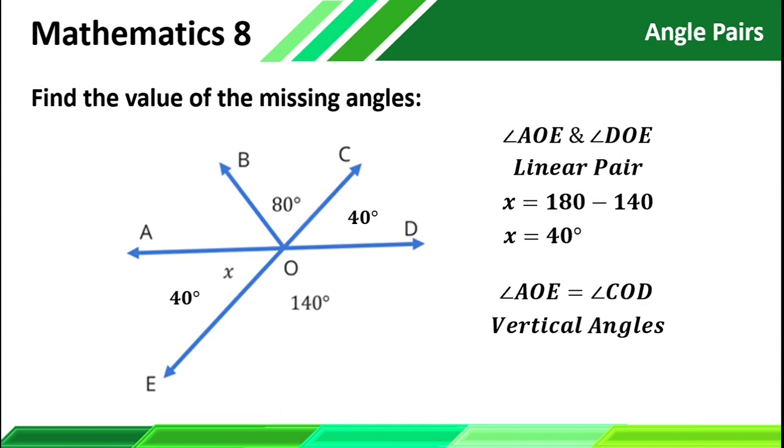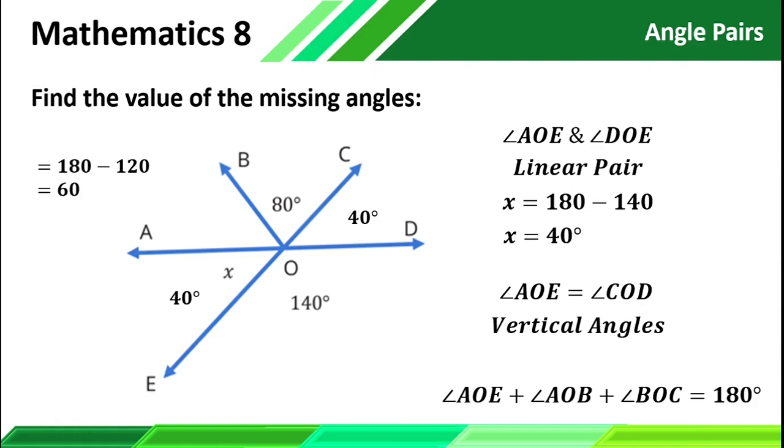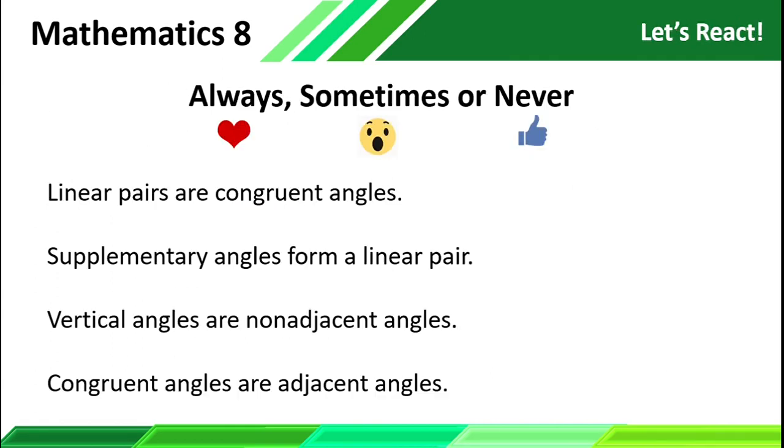Okay? Next, let's find the value of angle AOB. We know that when we add angle AOE, angle AOB, and angle BOC, it will measure up to 180 degrees. So we have 80 plus 40 which is 120. Subtract it from 180, so we have 60 degrees. Alright, so let's have a short assessment.